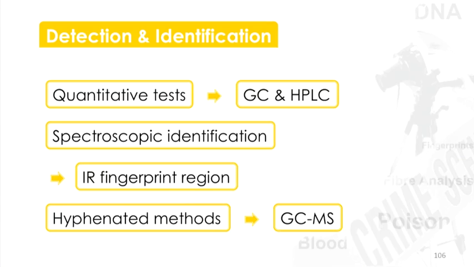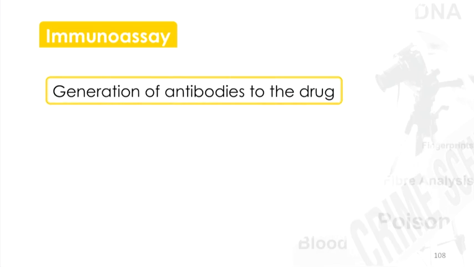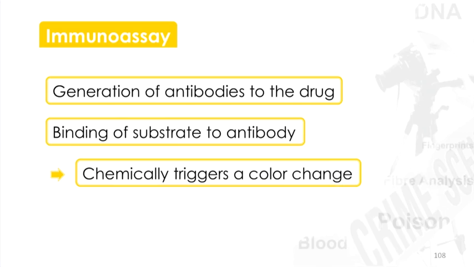One of the ways that is used to detect and identify a drug in a body fluid such as urine is called immunoassay. And this involves generating antibodies to the drug and setting up the immunoassay in such a way that when the substrate, for instance, cocaine or amphetamines or morphine, binds to the antibodies, this chemically triggers a color change. And that color change can be very quickly and simply observed by the investigator.